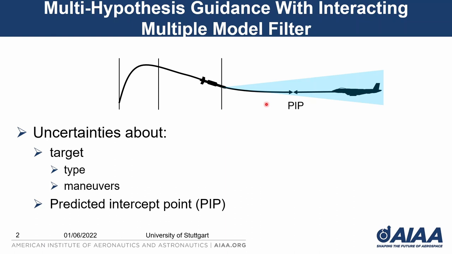During this whole process, but especially during the mid-course guidance, there are uncertainties about the target, for example, the type of target and the maneuvers that it's currently flying and the maneuvers that it will be able to fly in the future. These uncertainties cause the predicted intercept point to move or even jump around. But how should one react to a changing predicted intercept point?